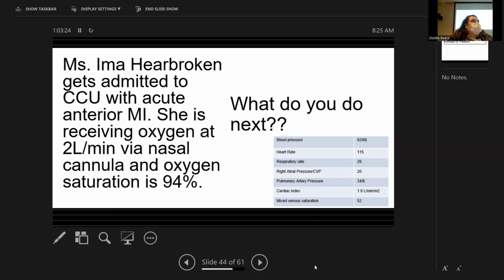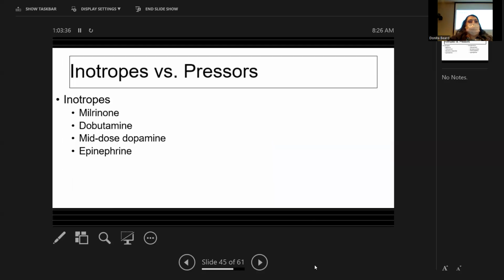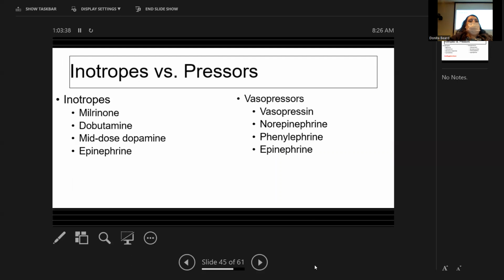So she's not in super unstable cardiogenic shock. Her blood pressure, she still has a decent pulse pressure, but she's heading in the wrong direction, right? So what things could we do for her? Well, we should diurese her and see if she diureses.